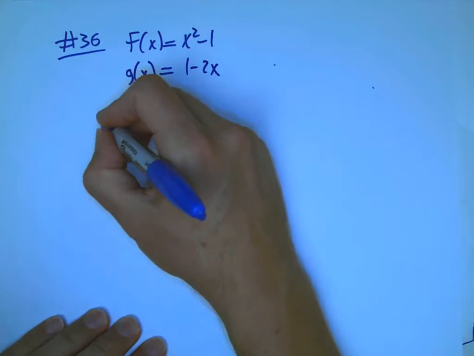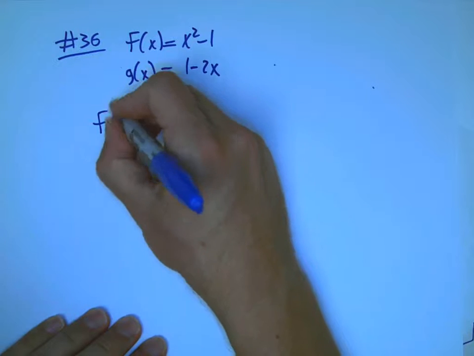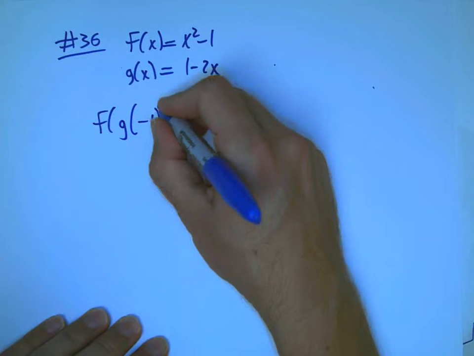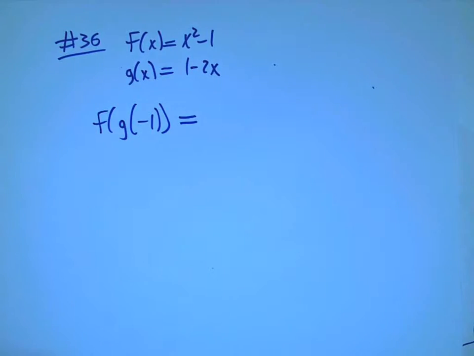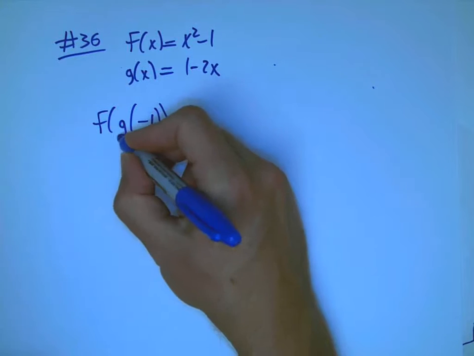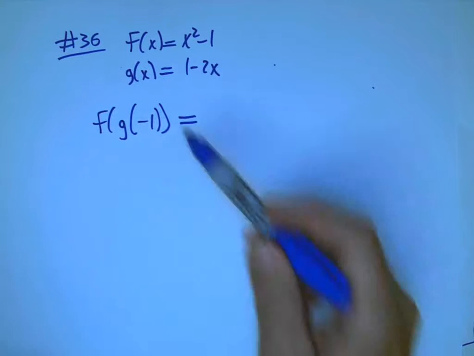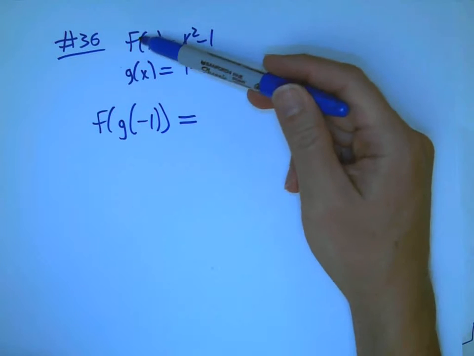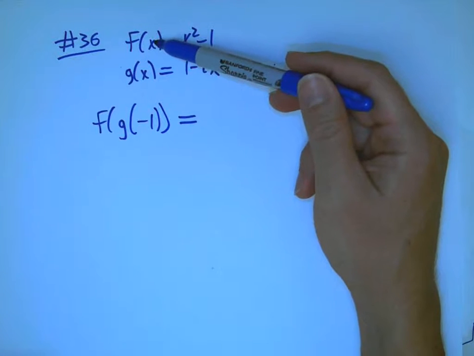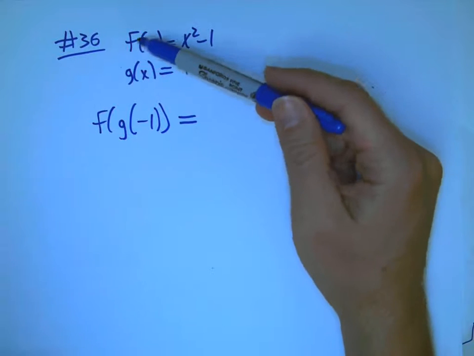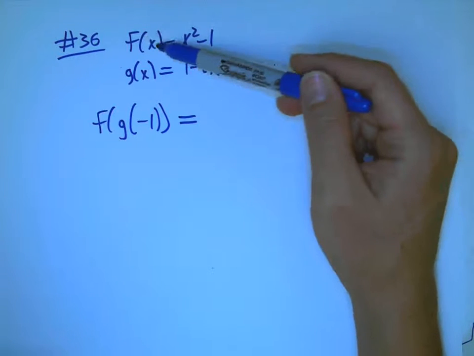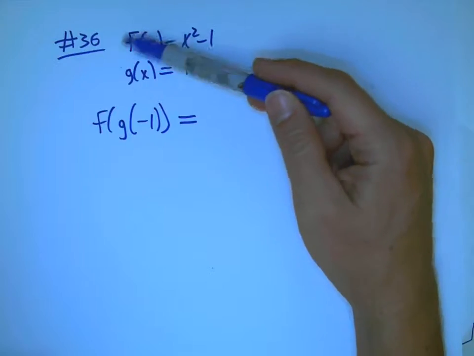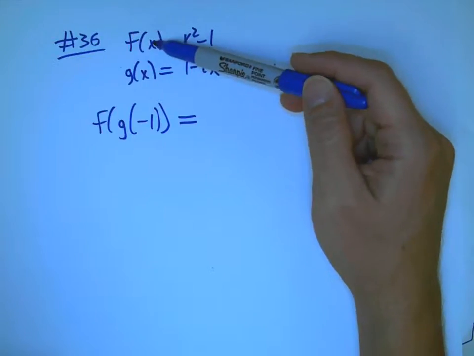And they ask us to do something weird. It's like, what the heck do they mean? f of g of minus 1 equals what? So what does this mean? Well, remember what this notation means. It's not multiplication. That's one thing I'm glad they point out. It's not the letter f multiplied by the letter x, which often we use parentheses for. It's the result of doing the process f on the input x.